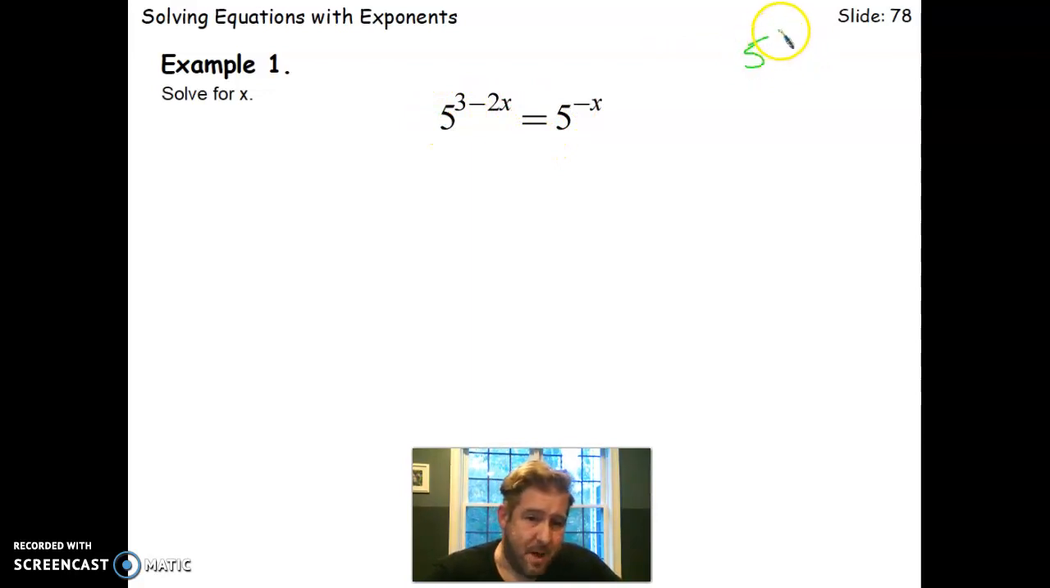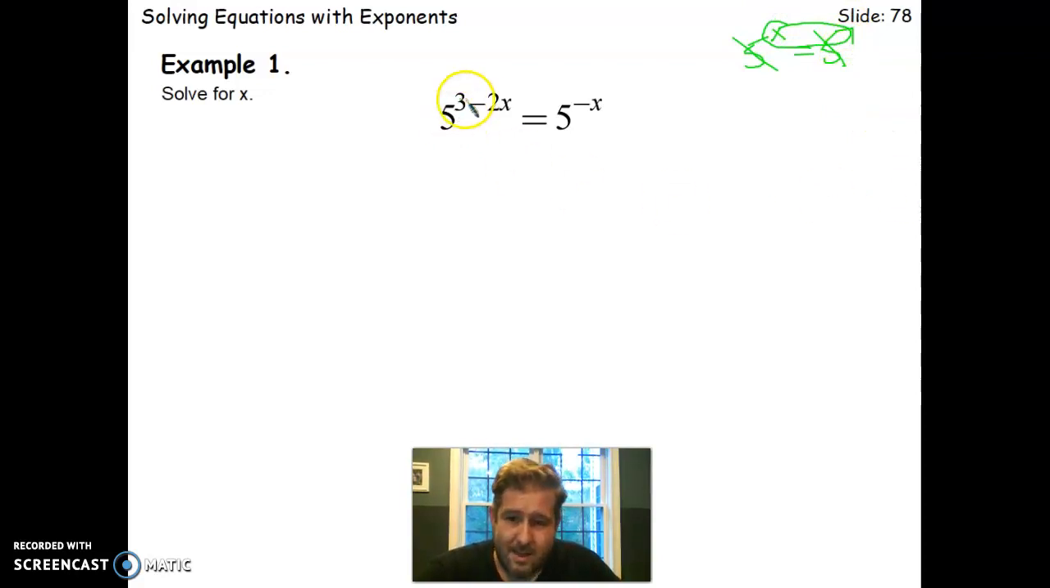Now, solving these is fairly easy in the first one because we have the same base for both. If I were to simplify this and say 5 to the x is equal to 5 to the 7th, I think it would be pretty obvious that x has to be 7. Because that's the only way these two sides are going to be exactly the same.